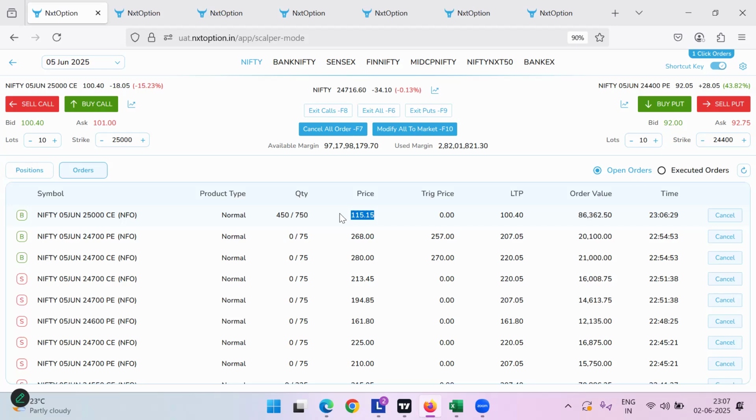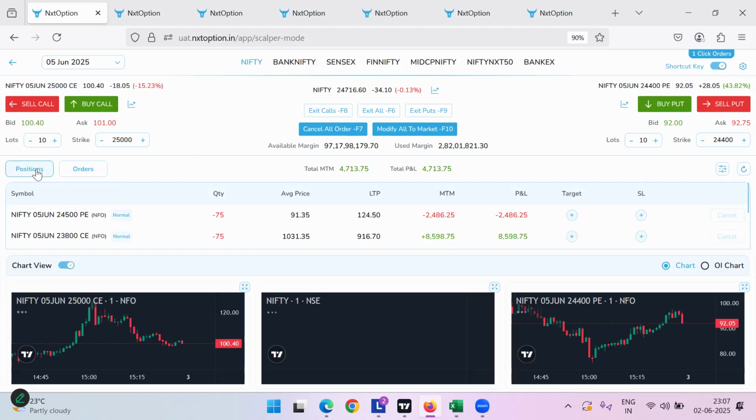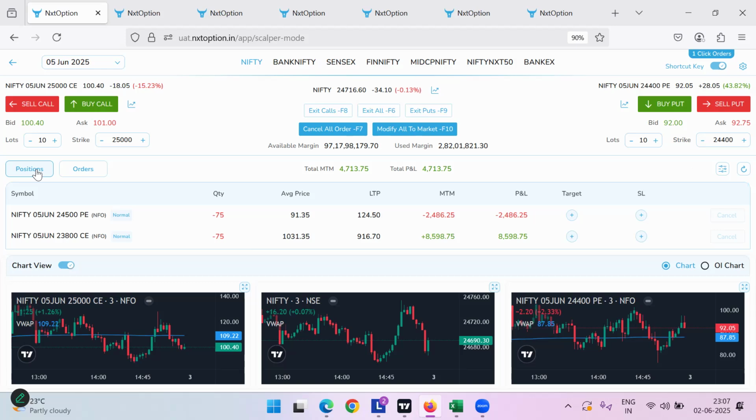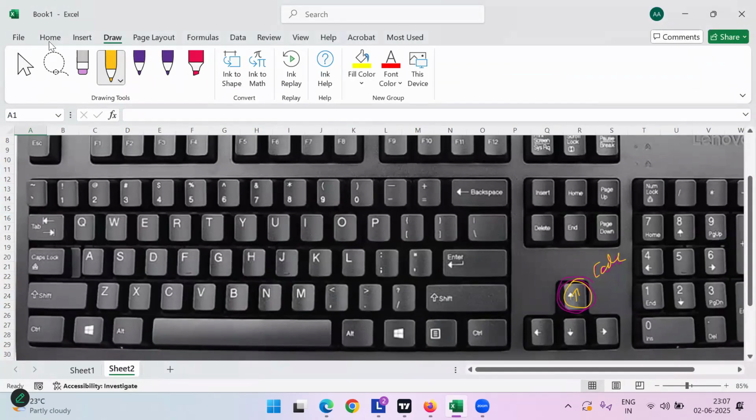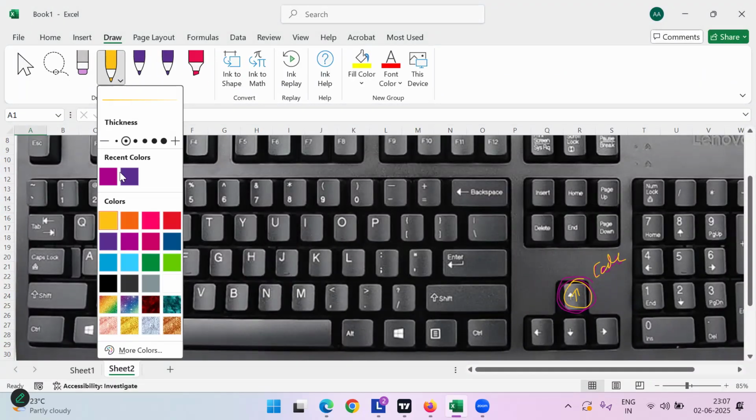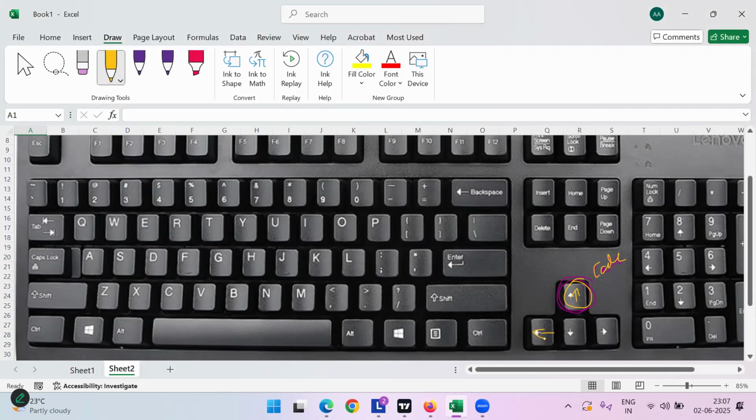Now the premium increased to 120. You can see the premium here going from, okay, let's say you bought it at 100 and the premium increased to 120. That time, all you have to do is click on this side arrow, that is the left arrow. So if you click on the left arrow, if this is buy call, then this would basically become a sell call.